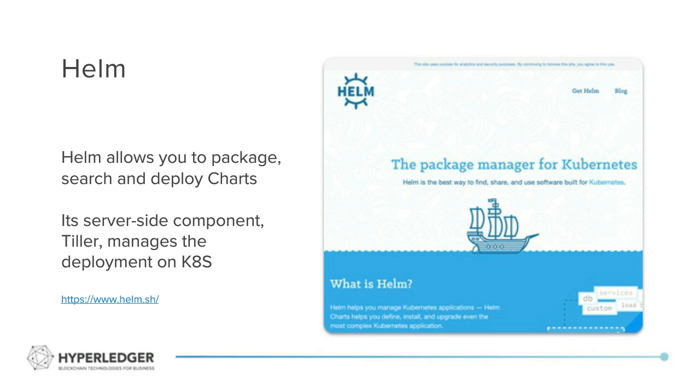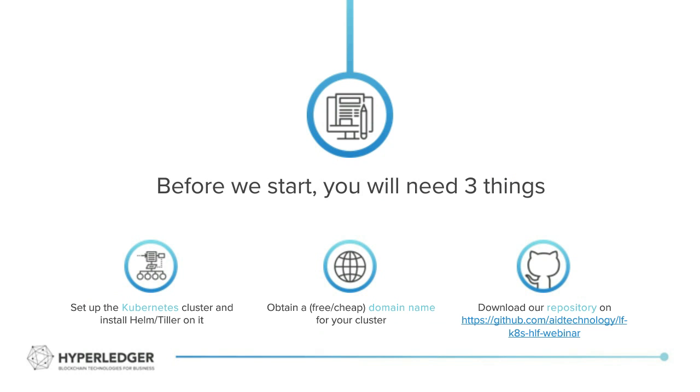Okay, so before replicating what we do on this webinar, we will need three things. One is a running Kubernetes cluster, then a cheap or free domain name to connect to your cluster, and download the repository. So you can get a managed Kubernetes cluster from most cloud providers, especially given their generous free credits.